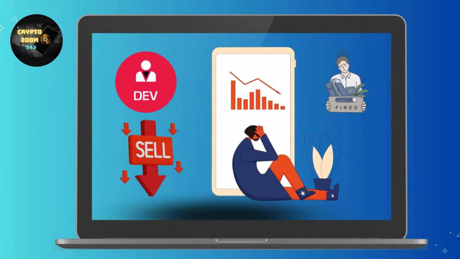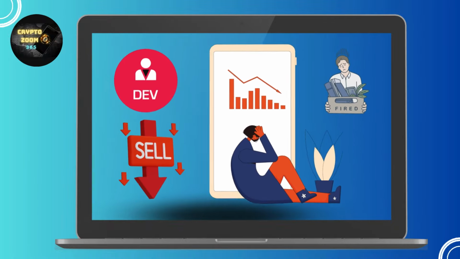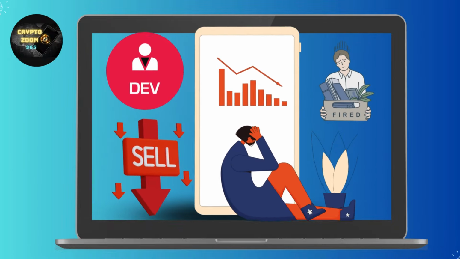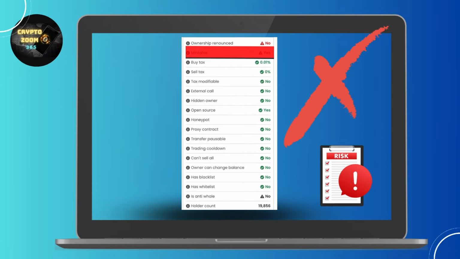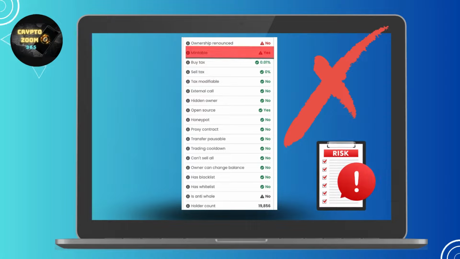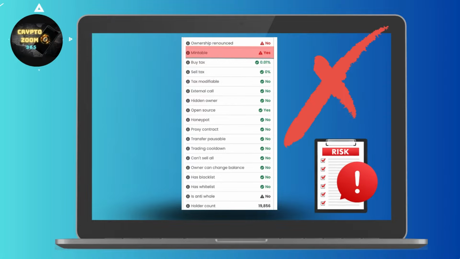Investment caution: investors should scrutinize the transparency of the minting process and understand the governance mechanisms controlling it. Assessing the rate and quantity of new token issuance is crucial to avoid risks of inflation and dilution.